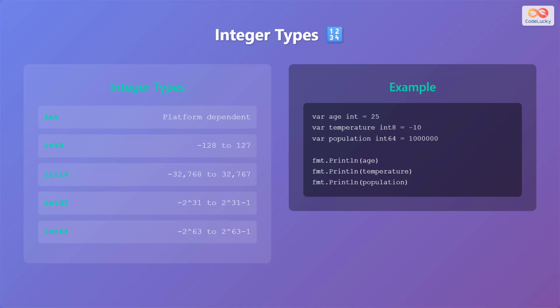Here is an example code. First, we declare a variable age of type int and assign the value 25 to it. Next, a variable temperature of type int8 and assign the value -10. After that, a variable population of type int64 assigned to 1 million. Finally, print these variables to the console using fmt.Println.